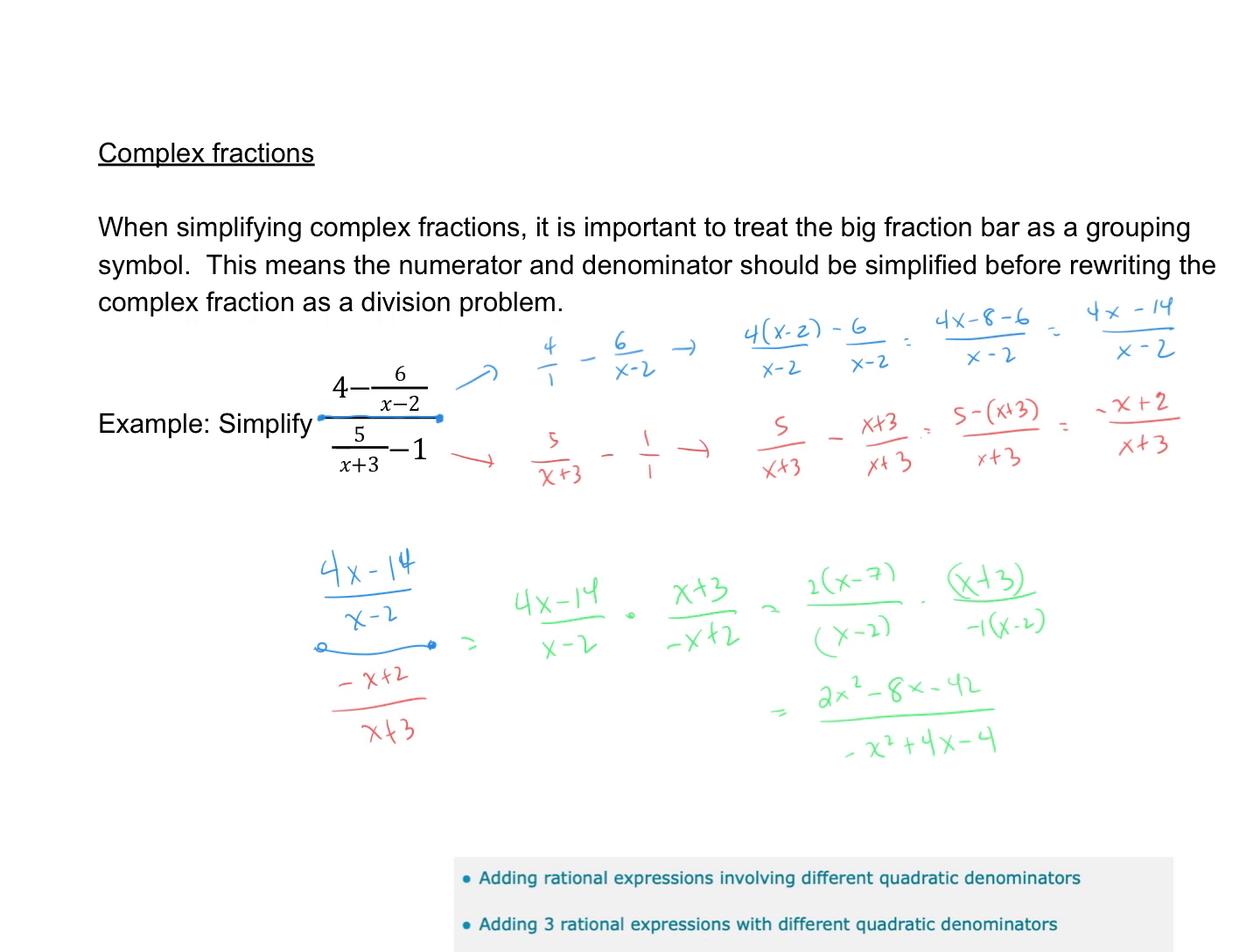And then my domain restrictions: x can't be 2, x can't be negative 3. And I would check back here, still can't be 2 on either one of those. There you go.